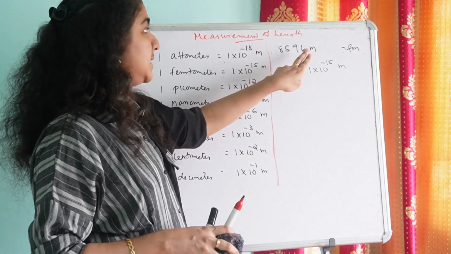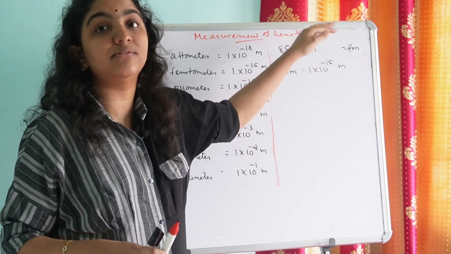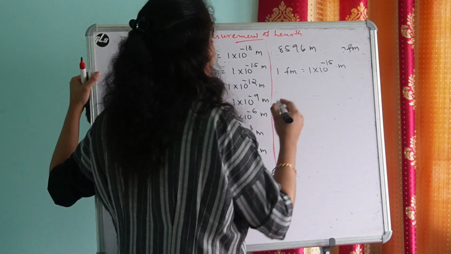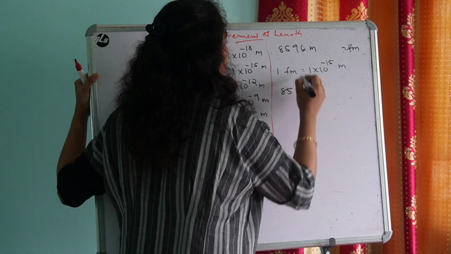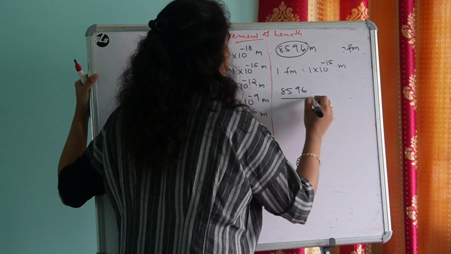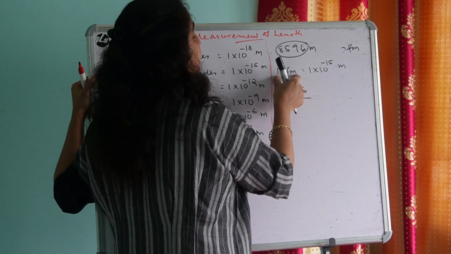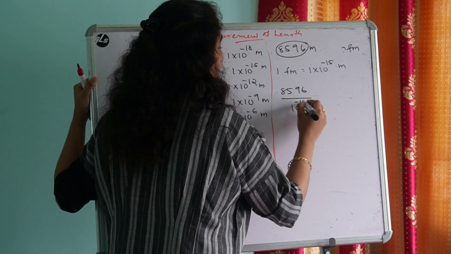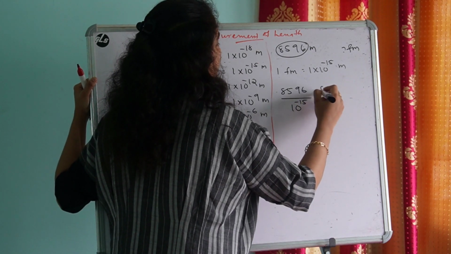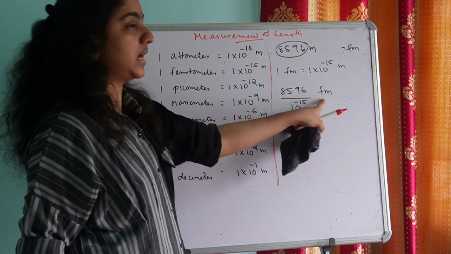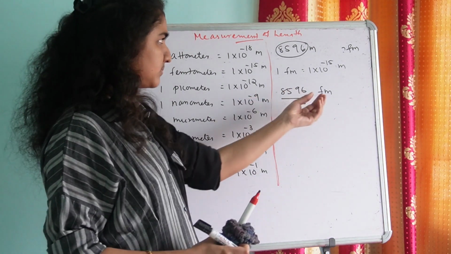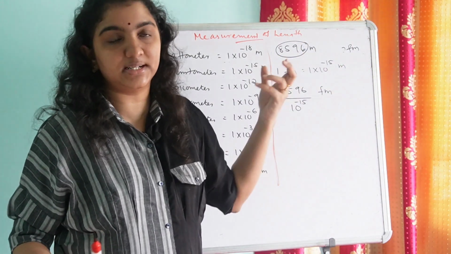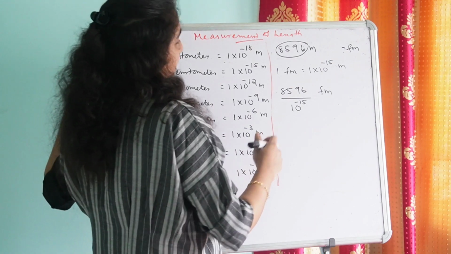But here in this case the value is given in meter and you are asked to find the value in femtometer. So what you have to do is simply divide the given numerical value by what 1 femtometer or any unit is equal to. So 10 power minus 15, and here you should write the unit femtometer, the unit which is asked in the question. Is it clear? Yes. So let's see one more example.